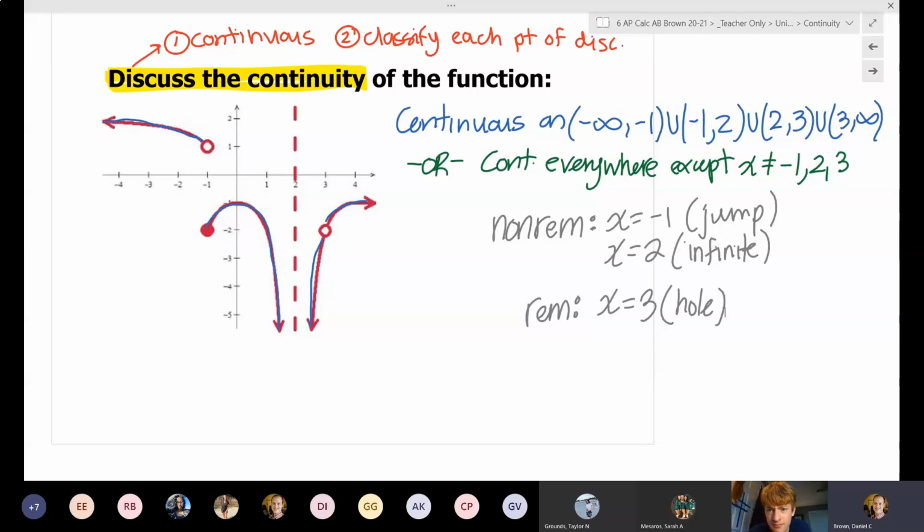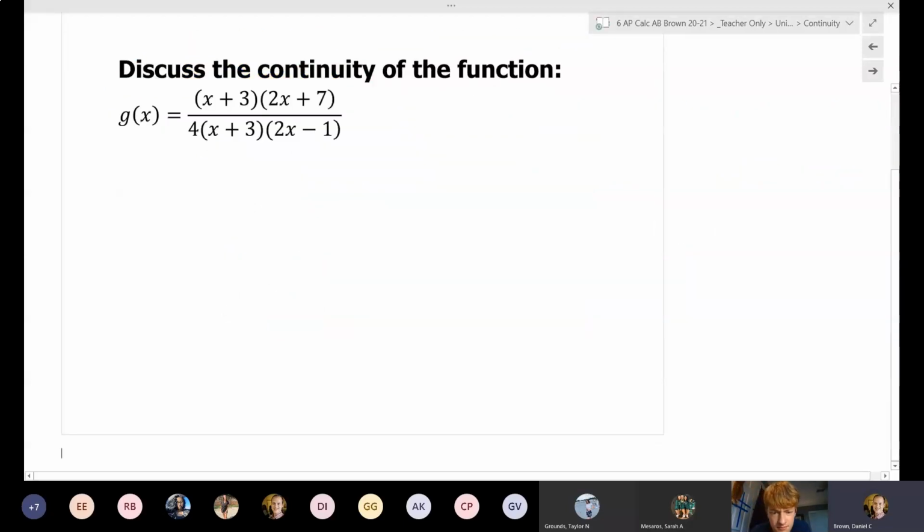So the first function I want to look at is this one. So again, discuss the continuity of the function. This is a rational function. Again, if it was not factored, you would want to be able to factor it yourself. And remember when I say discuss the continuity, you want to talk about where it's continuous. And then you want to also talk about where it's discontinuous at. And we know we have two types. We have a removable discontinuity, and it could also be a non-removable discontinuity.